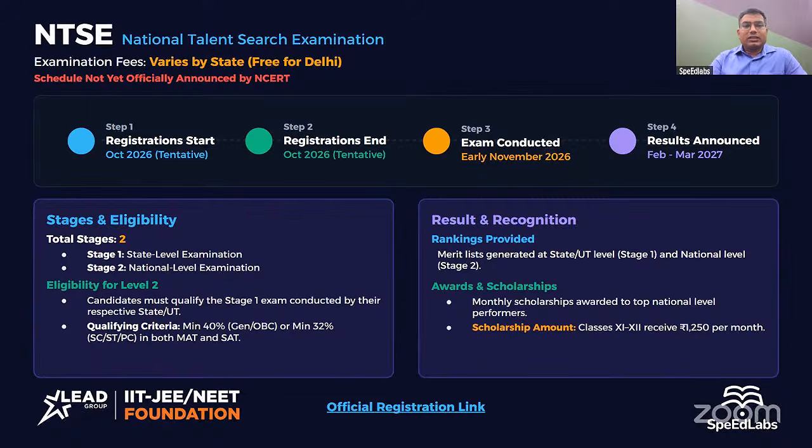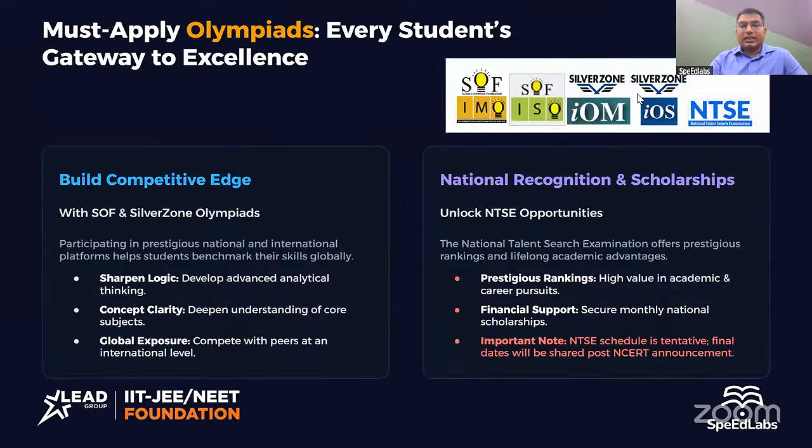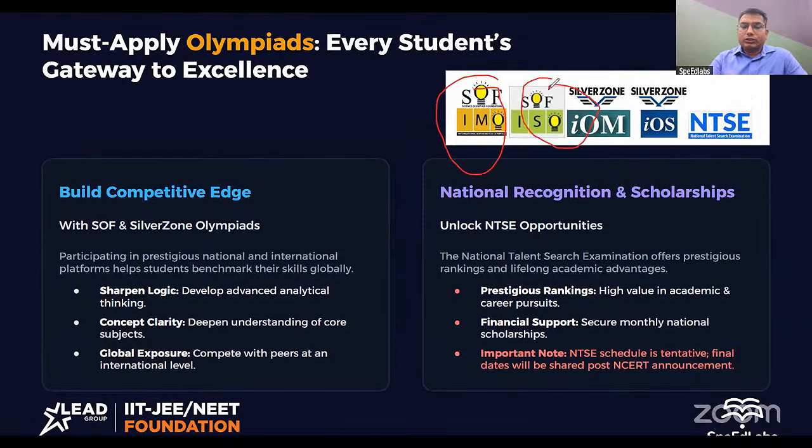NTSE is not yet announced, so you can skip. Olympiad, majorly NTSE, IMO or ISO examinations are there. These are the categories we are recommending, these two, the SOF IMO or ISO examination, that has to be conducted properly. All right. So you can appear in these examinations, and these Olympiads will be directly helping you for the preparation. These Scholarx classes will also directly help for the Olympiad preparation. All right.